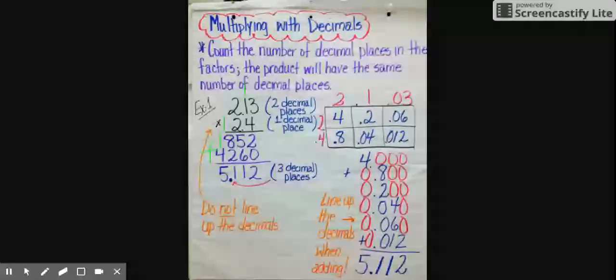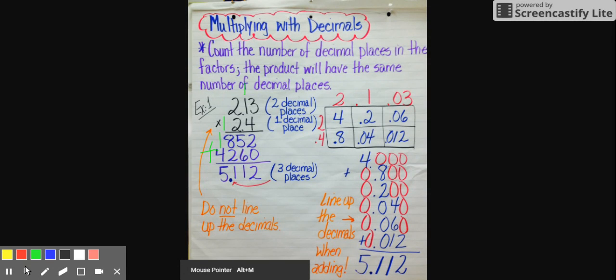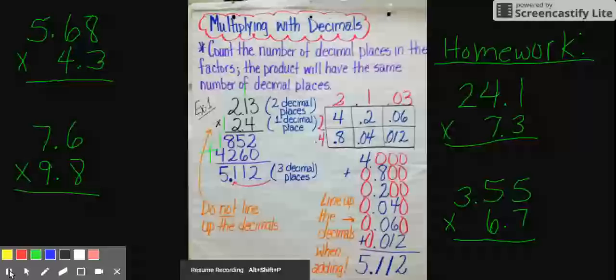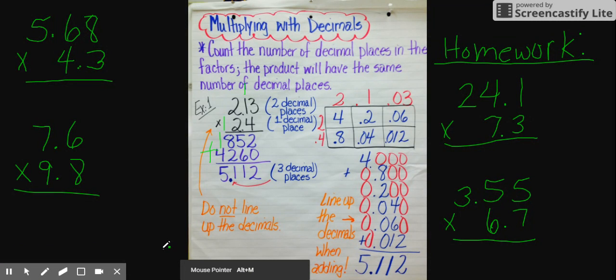Okay, I am going to give you a few problems to do for homework. I want you to complete these 4 problems that you see on the screen in green. The first one is 5 and 68 hundredths times 4 and 3 tenths. Next one is 7 and 6 tenths times 9 and 8 tenths. The next one is 24 and 1 tenths times 7 and 3 tenths. And the last one is 3 and 55 hundredths times 6 and 7 tenths.